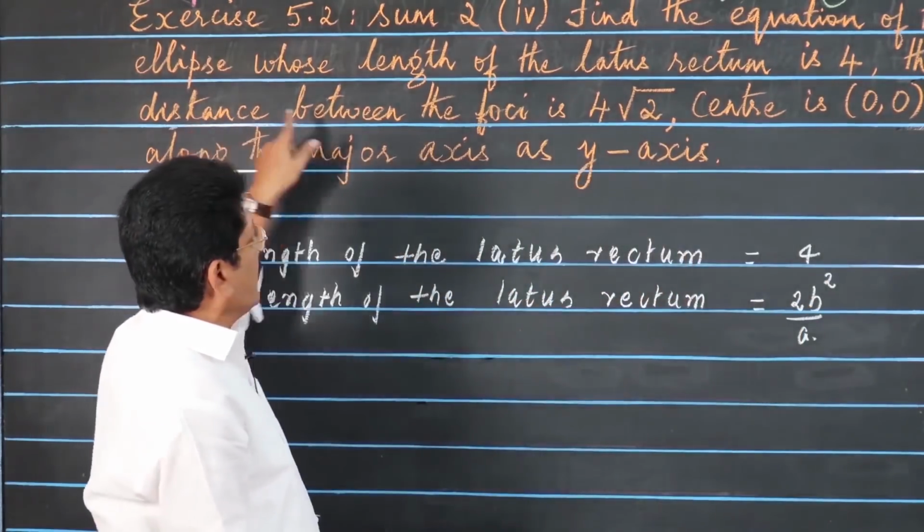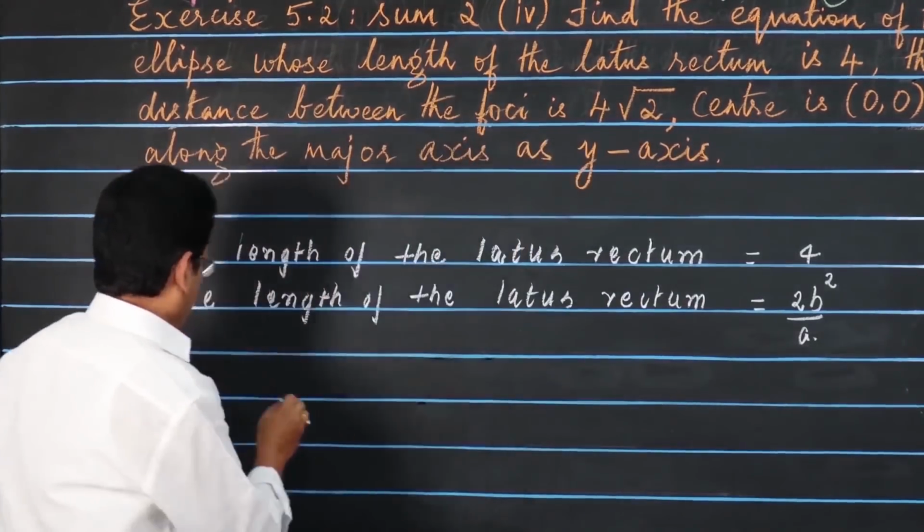Next is the distance between the foci is 4 root 2.